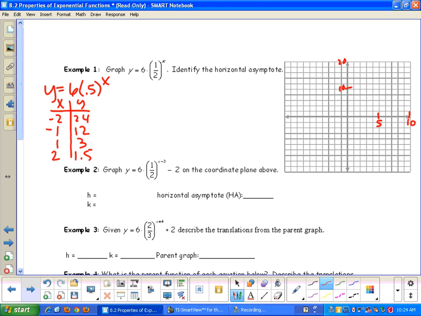So for this graph, I have the point 0, 6, which would be right here. And then I have the point 1, 3. And I have the point 2, 1.5. And then -1, 12. And -2, 24, which would be all the way up here.